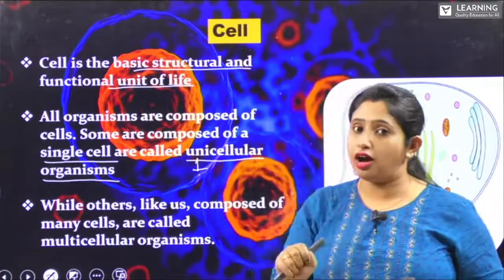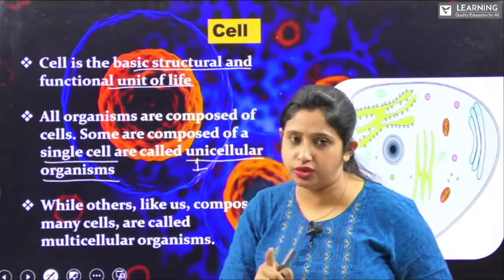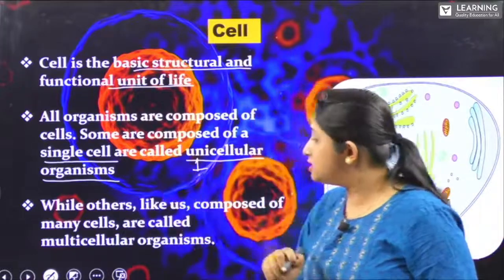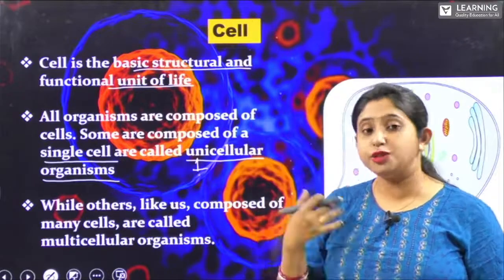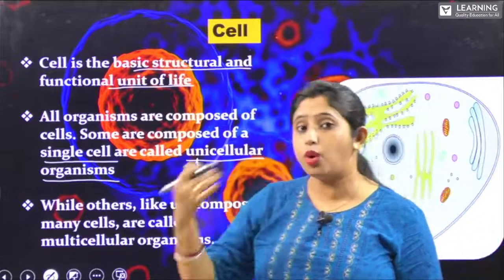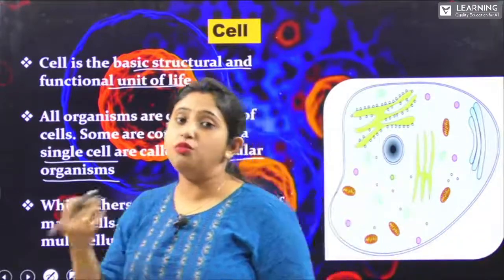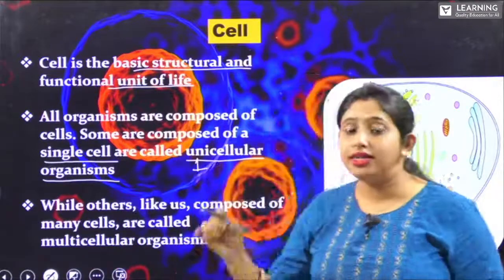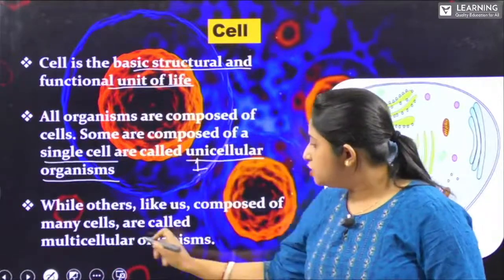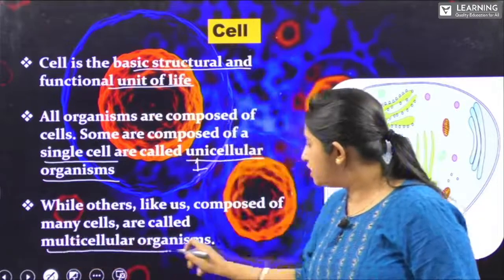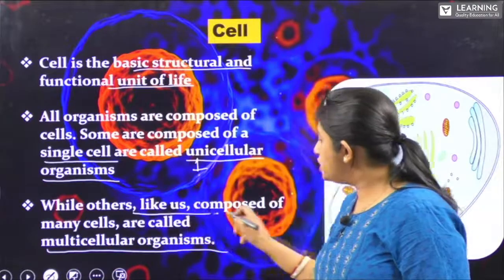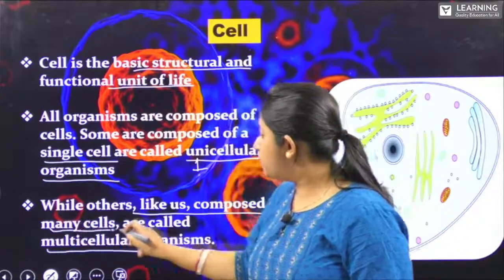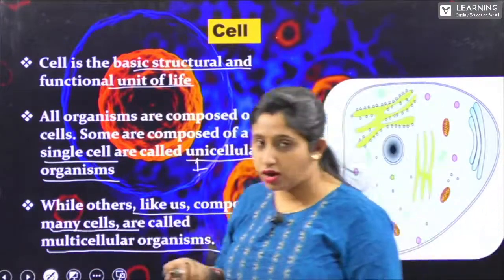And also they have only a single chromosome, okay? While others, like us, like all human beings, plants, animals, we have more than one cell, right? So when anything is more than one, what do we call that? Yes, they are multicellular organisms. The organisms which have more than one cell or many cells, we call multicellular organisms.